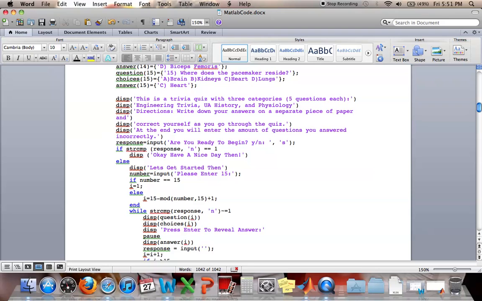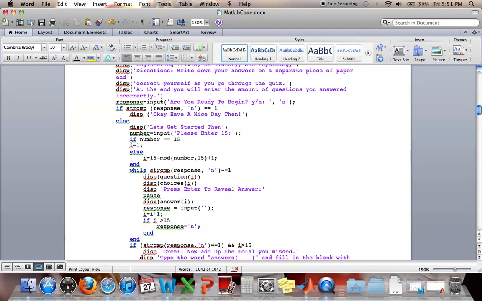It displays an explanation of the game, directions, and then it asks, are you ready to begin? This is where you would put an input of yes or no. If you picked no, it would say, okay, have a nice day, and it would quit. And if you picked yes, it would say, let's get started, and you would enter 15, which is the 15 questions in the trivia game.